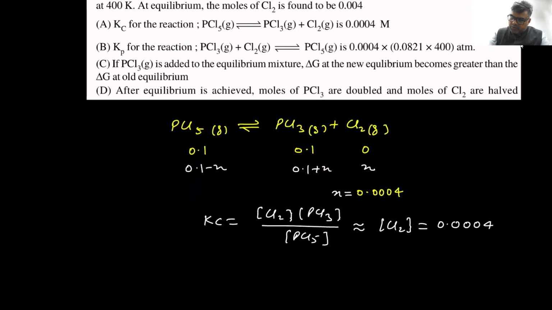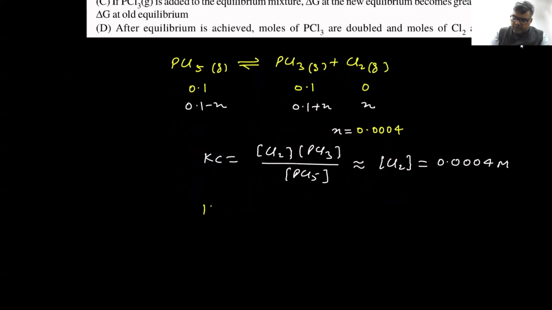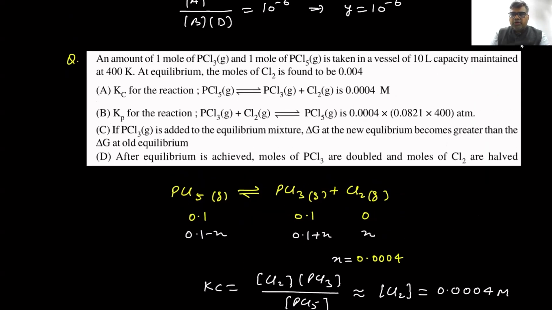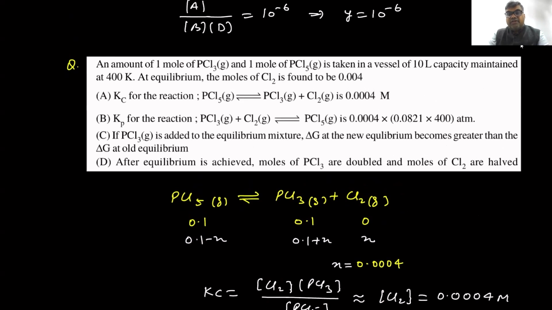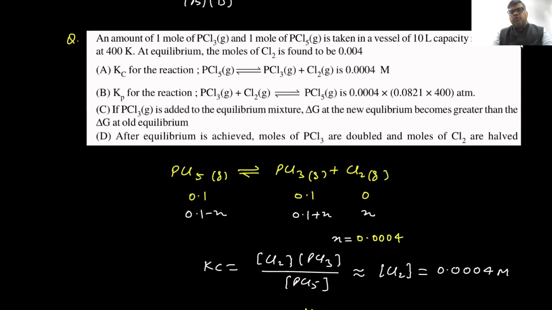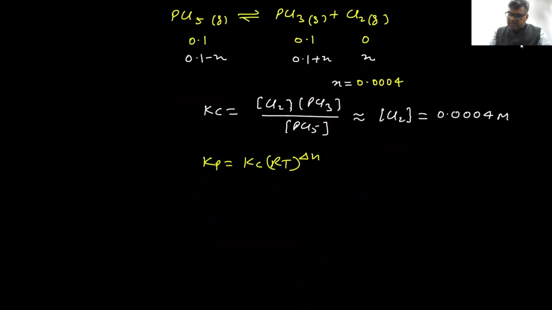I wish all of you have understood. The next part is given: Kp, for PCl3 plus Cl2 gives PCl5. So this is also another concept, and every one of you is aware of that. Kp is equal to Kc into RT to the power delta n. But in this case, you can notice that it's given the reverse reaction. So if the reaction is reversed, the equilibrium constant will be 1 upon K. So expression-wise, it's written correctly: Kp is equal to Kc into RT to the power delta n. And the temperature is given as 400 Kelvin. So for the given reaction, Kp is correct.